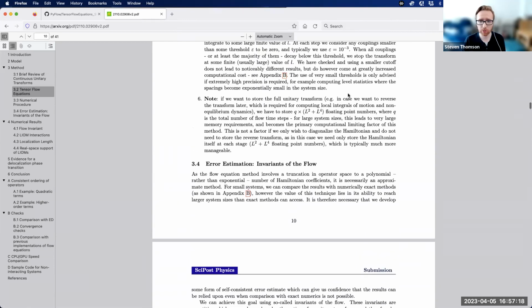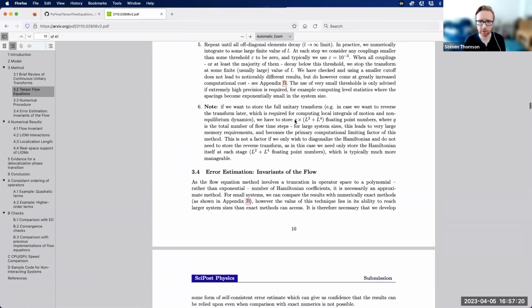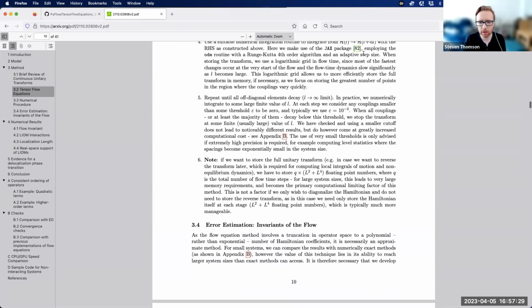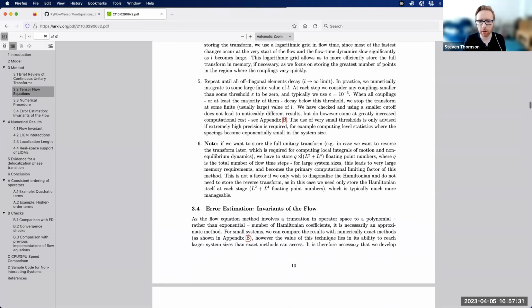And in this work, actually, we do store the full unitary. I forgot this. So when I say we integrate from L to L plus dL, you maybe apply the unitary transforms to diagonalize the Hamiltonian. And in this particular work, I actually store them all so that I can invert the unitary if I need to. In more recent work, we've stopped doing this because it gets really intensive, right? Because if you've got 10 to the 3 flow steps times something of order L to the 4, you work this out yourself, the memory requirements become very large, very fast.